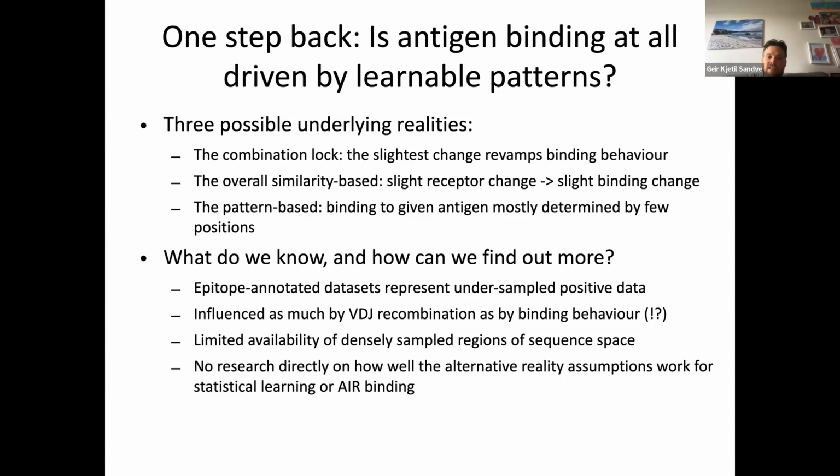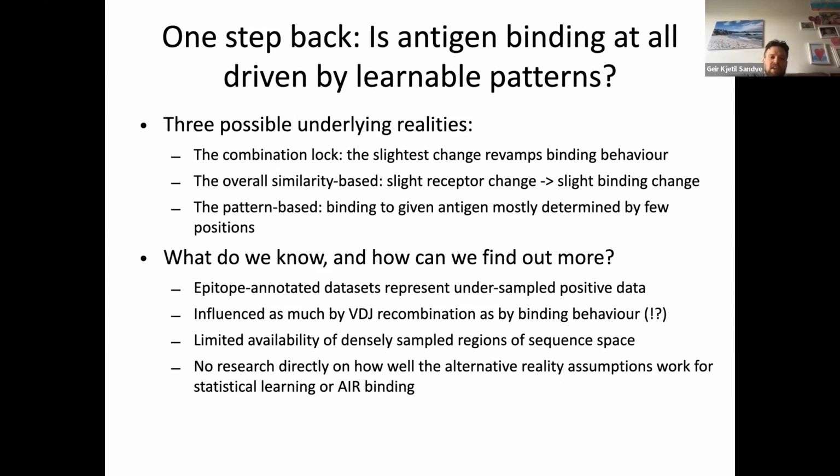I think we could imagine that it works like a combination lock, right? If one number is wrong, it just doesn't bind. There may be different lock combinations that will bind, but whenever you take one of the wheels and change it to another number, it doesn't tell you anything. So the slightest change in the receptor would completely revamp binding behavior. Of course, there is indication that this is clearly not the case, but otherwise it wouldn't be possible to learn anything at all.